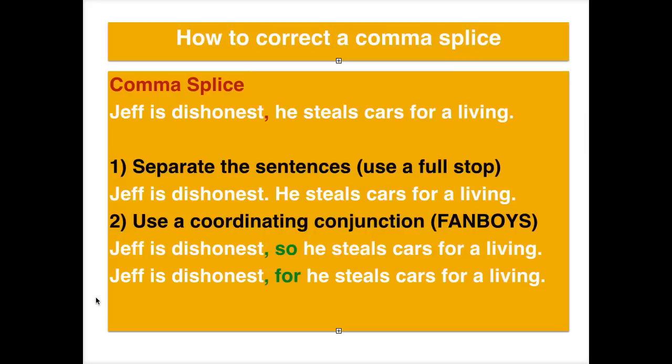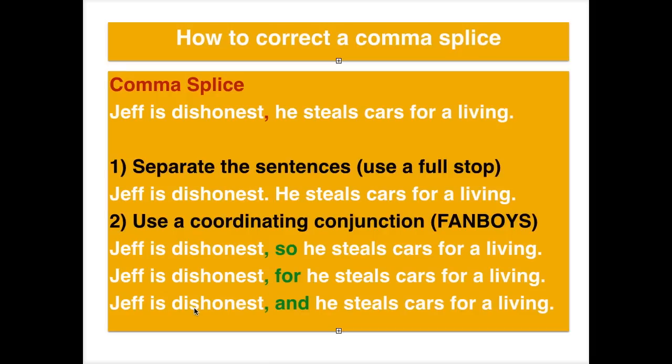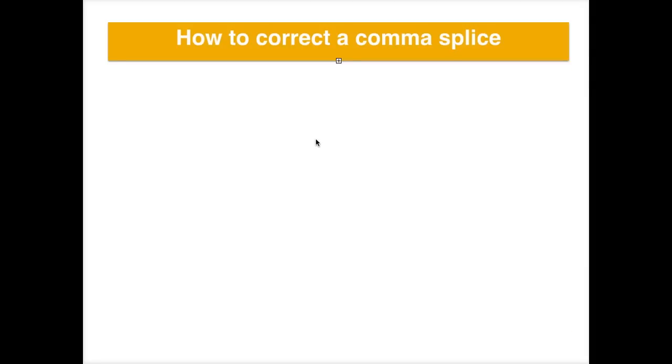Or you could have Jeff is dishonest, for he steals cars for a living. The for here means because he steals cars for a living. So Jeff is dishonest, for he steals cars for a living. Or you could even have Jeff is dishonest, and he steals cars for a living. So we've added a coordinating conjunction into this comma spliced sentence here.